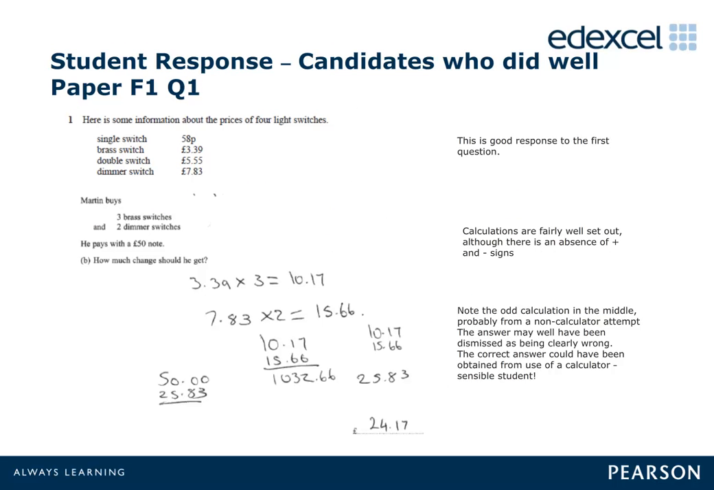Our first example is a good response to question 1 from paper F1. The calculations are fairly well set out and the answer correct. The student has ignored the 1032.66 in the middle of the response, possibly because they realized it was far too large.